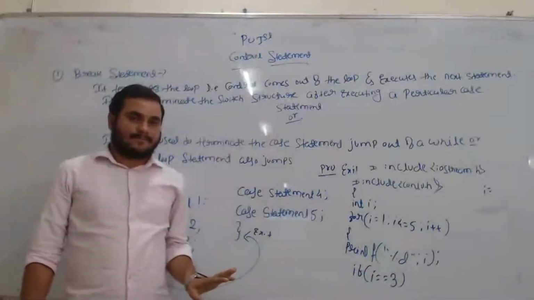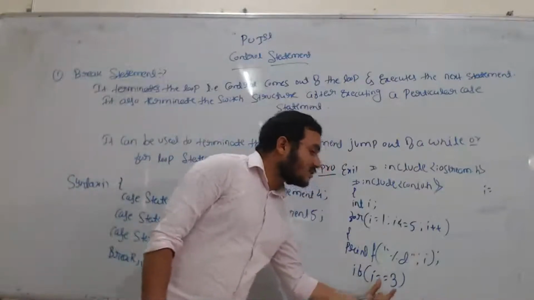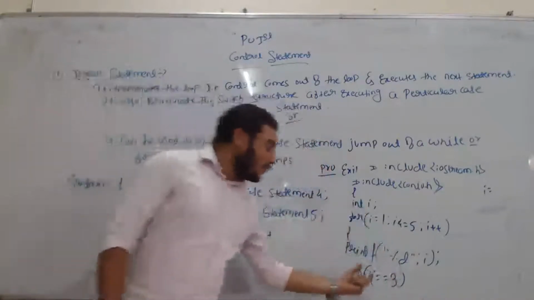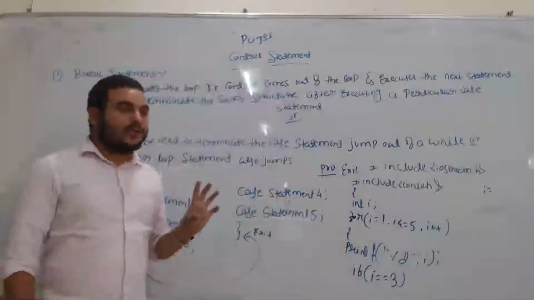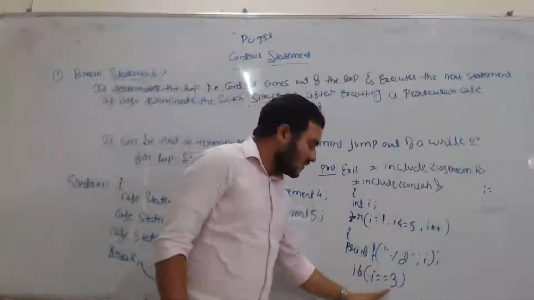In the output statement, I want to display only the i is equal to 3 statement. I want only the i is equal to 3 statement only. I don't want the remaining cases. I want only this 3 statement only.